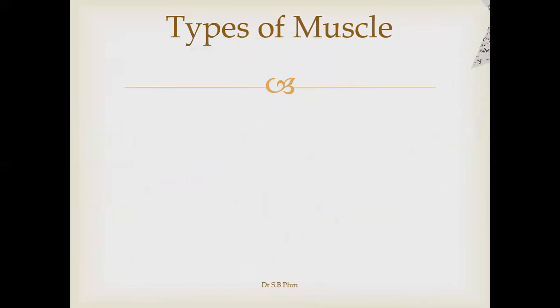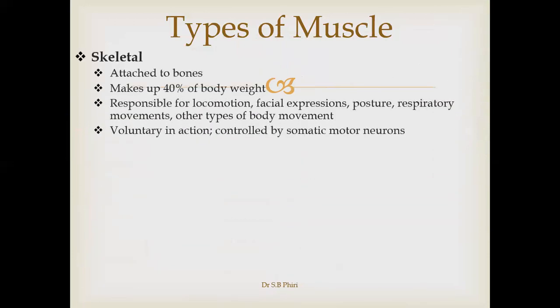So adding more information to each type of the muscle, starting with the skeletal muscle. So from the name itself, it means that the muscle fibers are attaching to the bones. They make up 40% of the body weight. Then they are responsible for locomotion, facial expressions, posture, respiratory movements, and other types of body movements.